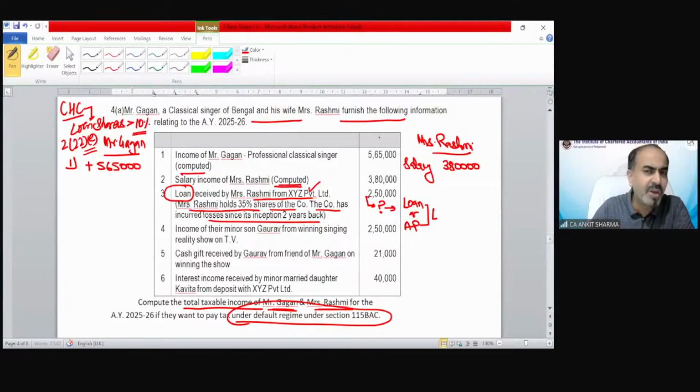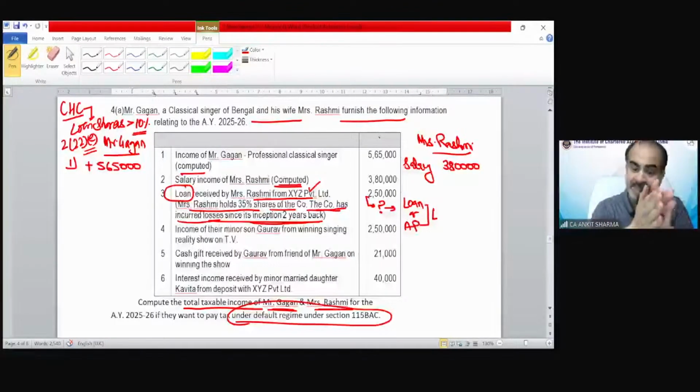So even if you are able to find out that this point is related to deemed dividend, and you have seen the shareholding also exceeds 10%, now you are confident that the deemed dividend concept is going to be applicable. But this information is so beautifully given to understand: the company has incurred losses since its inception 2 years back. That means from the starting of this company, from the last 2 years, this company is having losses only.